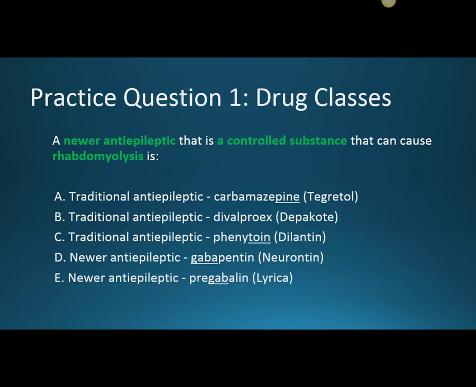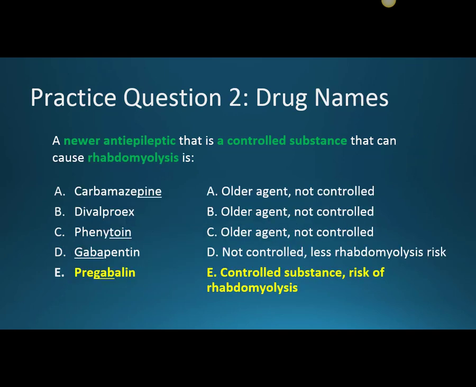The first practice question is: a newer antiepileptic that is a controlled substance that can cause rhabdomyolysis is... The 5 answers that we'll have for the remainder of the video are A, carbamazepine, B, Divalproex, C, Phenytoin, D, gabapentin, and E, pregabalin. The correct answer is E, pregabalin.